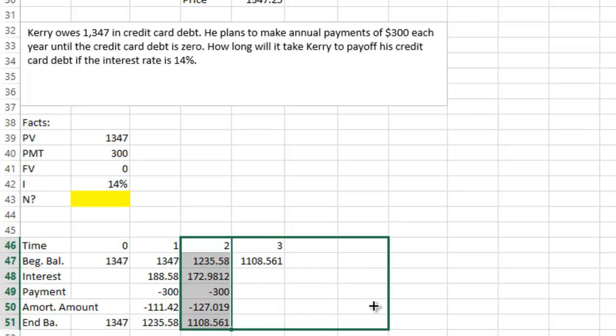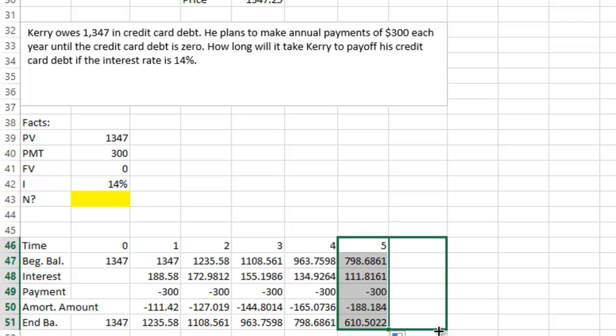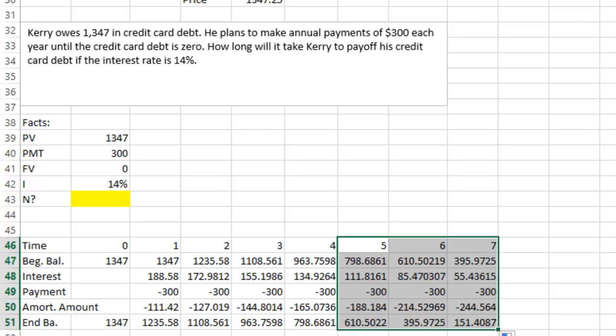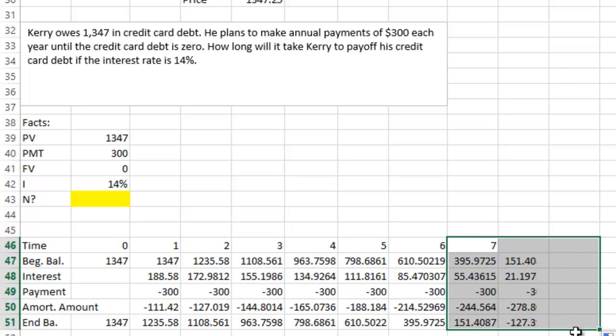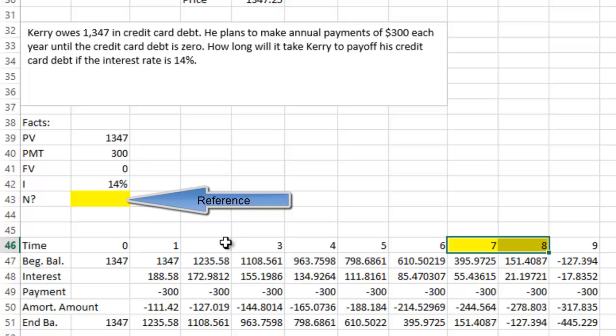And so I go out 5 years, and I notice that he still has a loan balance of $610. I go out 7 years, I notice that he has a loan balance of $151. I go out 2 more years, and I notice that in the 8th year the loan balance is negative, so I know that he's paid off the full loan amount somewhere between the 7th and 8th year. So therefore the answer is going to be 8.